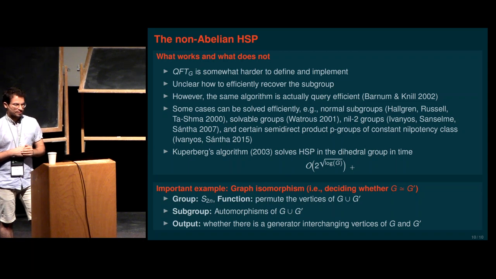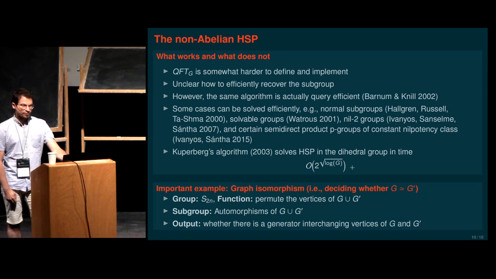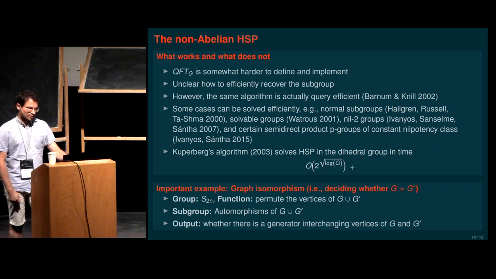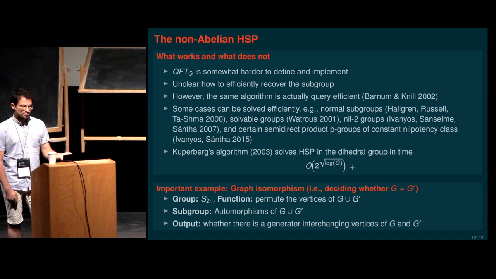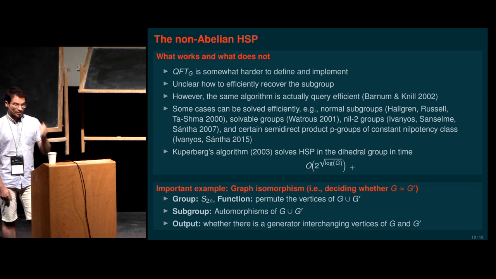It is not efficient, strictly speaking, because it still has some exponential complexity, but it's much better than the naive approach. Kuperberg's algorithm solves the hidden subgroup problem in the dihedral group, which is the symmetries of some n-gon. The complexity here is exponential, but in the square root of the logarithm of the group size. This is nice, because a naive algorithm would work with exponential time in terms of the group size, so that would be 2 to the log |G|, but with a square root in the exponent it is much nicer. Of course, this non-abelian hidden subgroup problem is very important, so people looked at it a lot, because it would break additional cryptography, which is currently only weakened by Kuperberg's algorithm.